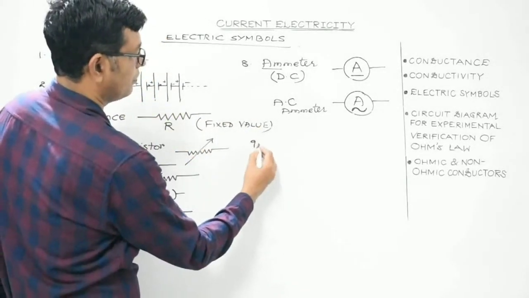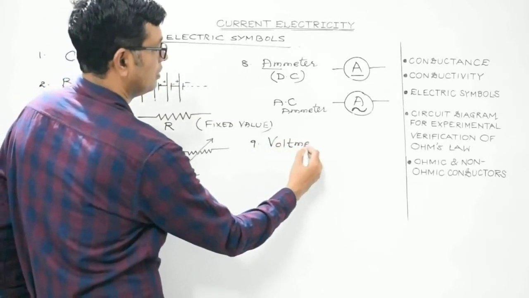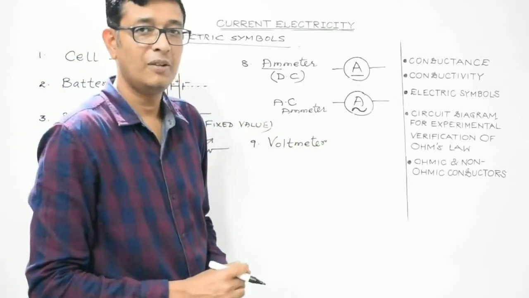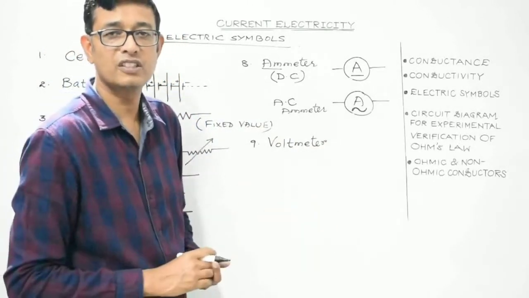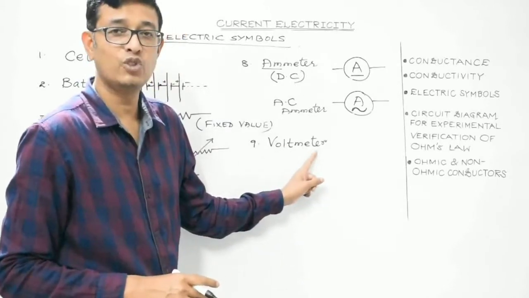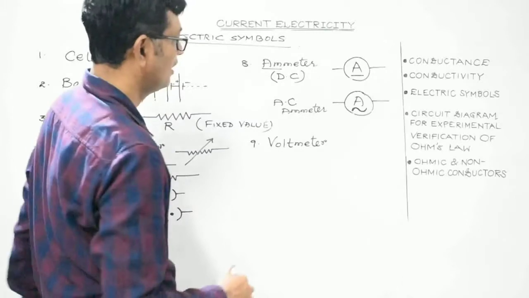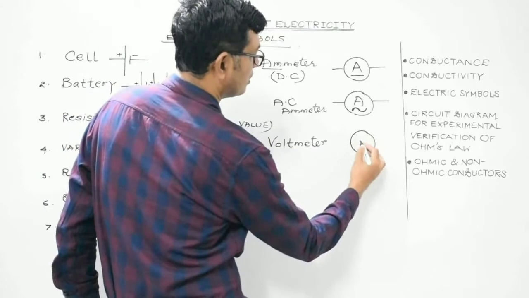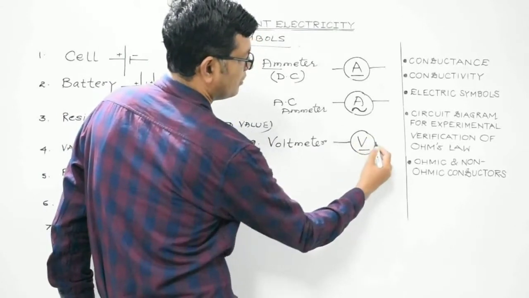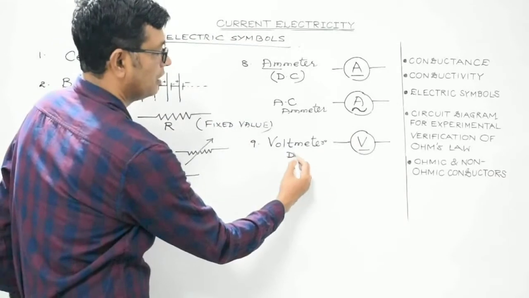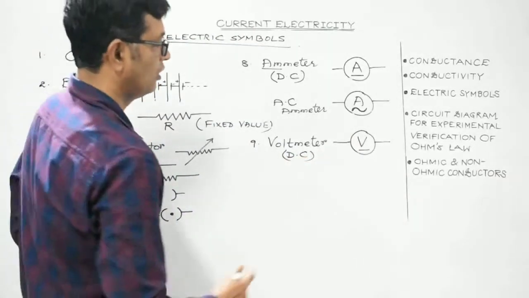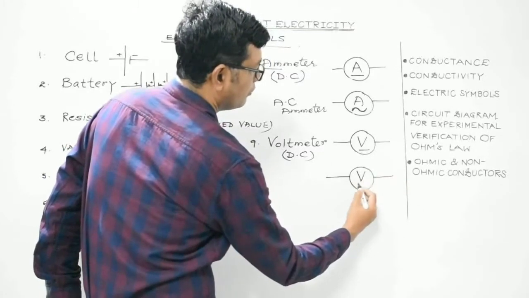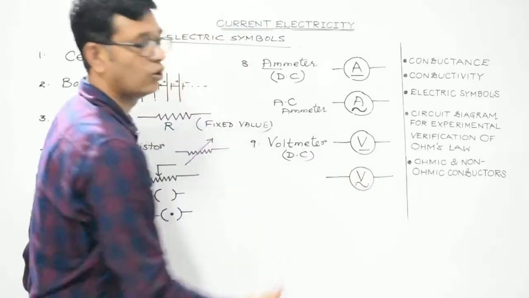Then, voltmeter. Students, volt is the SI unit of potential difference. Meter means measurement of some physical quantity. So this is a device which is used to measure the potential difference, right? Just as in the case of an ammeter, there can be two types of voltmeters. This is a DC voltmeter. A DC voltmeter can measure DC voltage, while there is also a voltmeter which can be used to measure alternating voltage, right?